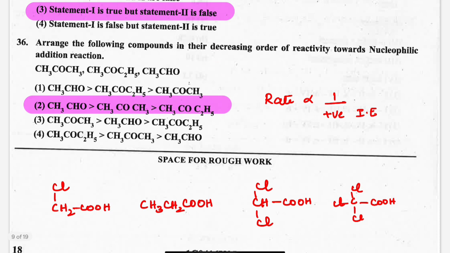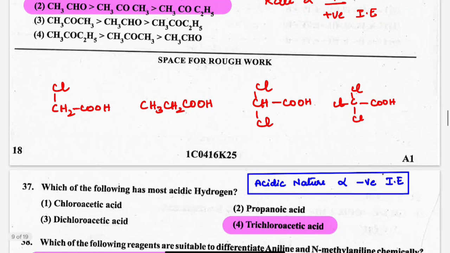Arrange the following compounds in their decreasing order of reactivity towards nucleophilic addition reaction. Here write this trick: the rate of a reaction is inversely proportional to the positive inductive effect. That is, the rate will be more when the positive inductive effect is less. So here this will be the correct option.